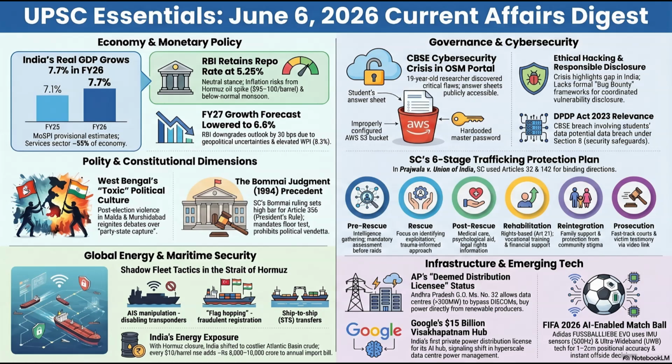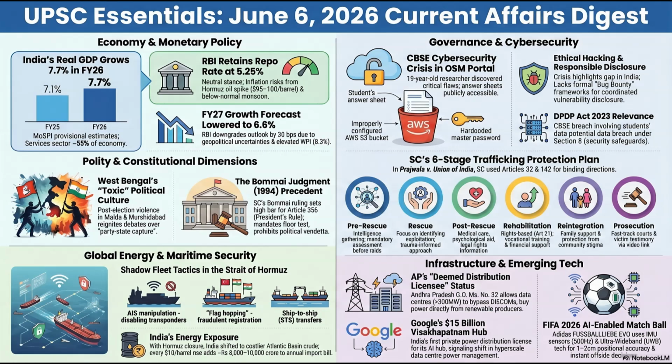Andhra Pradesh is legally permitting mega data centers, specifically defining those with an astronomical continuous power demand exceeding 300 megawatts, to obtain a status known as a deemed distribution licensee, or DDL, under the framework of the National Electricity Act of 2003. To grasp why this is so revolutionary, you must understand the traditional architecture of the Indian power sector.